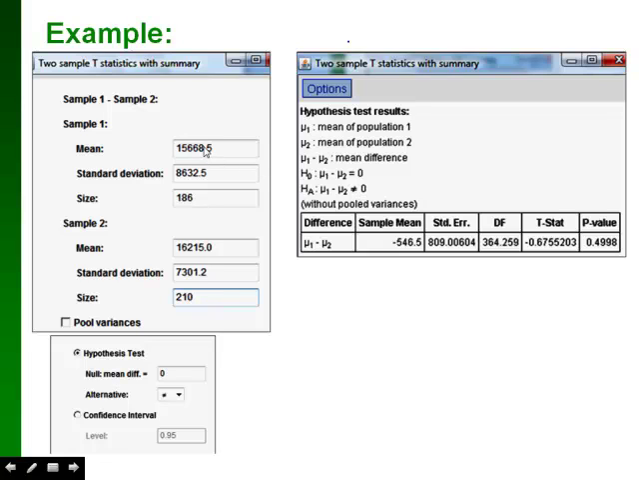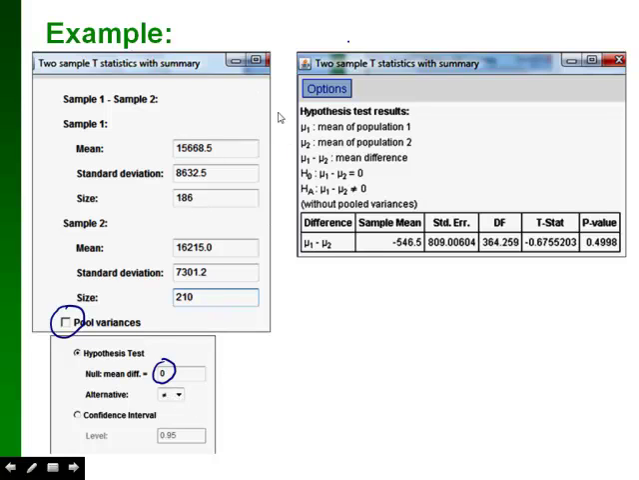In order to do this, we would have to use the 2 sample t-statistics with summary because all we have is summary data. So we've got the sample mean, sample standard deviation, and sample size for each of our 2 samples. So we would pull this up and just input our information here. And you do want to uncheck the pool variances box because we're not using pooled variances. Then you would go on to the next box and select hypothesis test. The difference between our means for our null hypothesis is 0, and then we were using a not equal to for our alternative hypothesis.